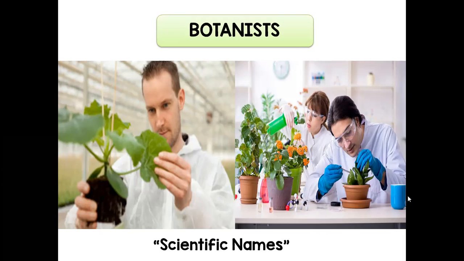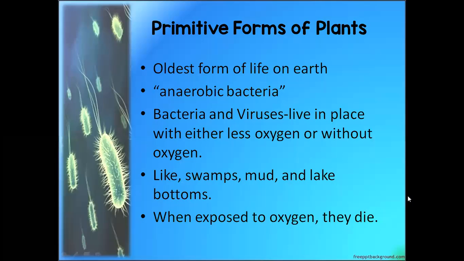This scientific name is the same in all parts of the world. These plants have local names in different places where they are found. So botanists have made it easier to study these plants by classifying them in many ways. Okay? So now let's talk about the primitive forms of plants.